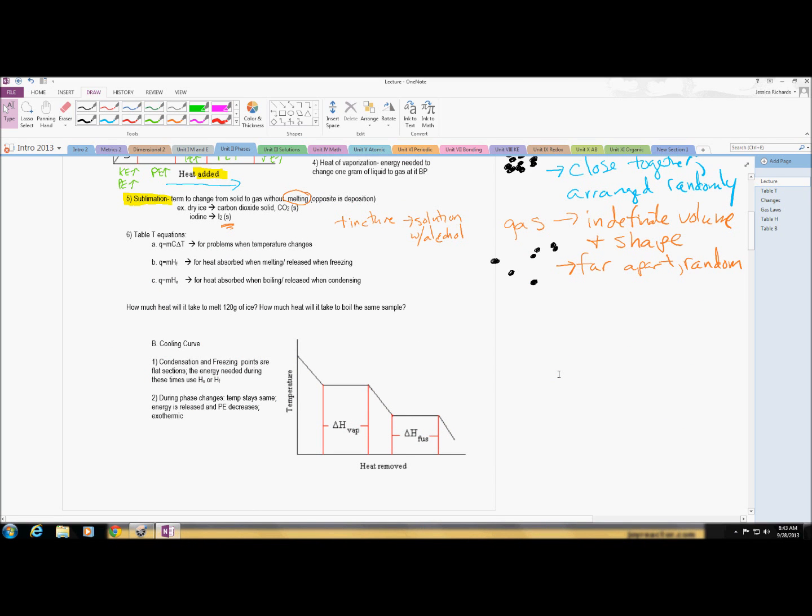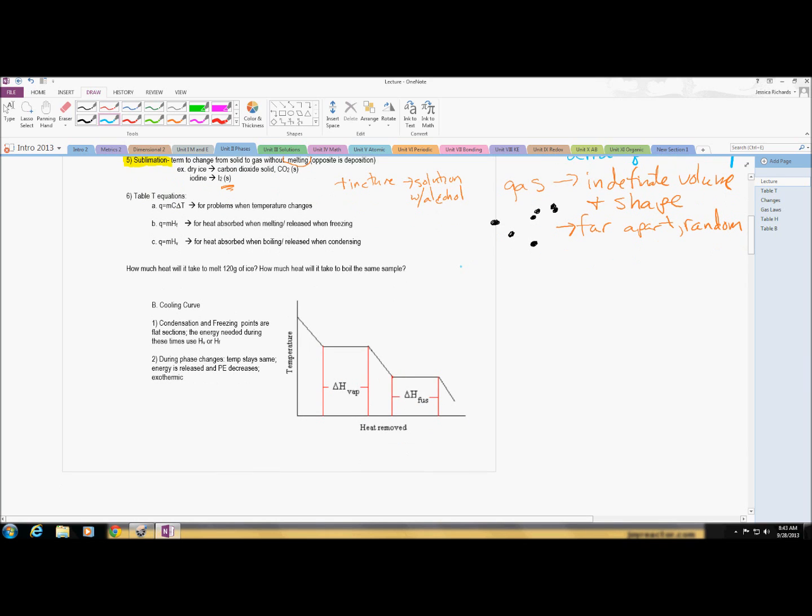Okay, so again, Q equals MC delta T for when you have a temperature change. Q equals MH sub F for melting or freezing, absorbing when you melt, releasing when you freeze. And Q equals MH sub V for absorbing when you boil and releasing when you condense.